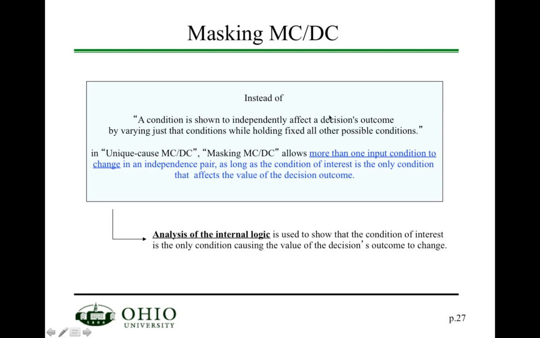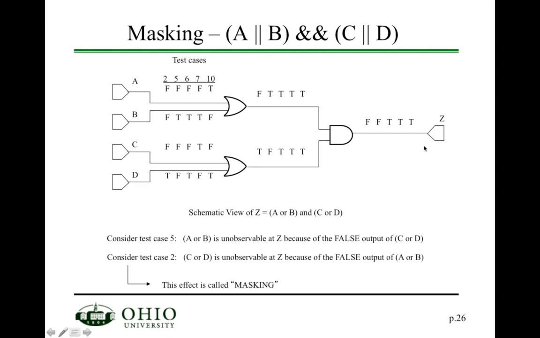So there is another way you can do this, called masking MCDC. Instead of showing that a condition independently affects the decision's outcome by varying just that condition while holding the others fixed, in masking MCDC you allow more than one input condition to change in an independence pair, as long as the condition of interest is the only condition that affects the value of the decision outcome. Remember, in pair 5, it doesn't matter what these are; they don't affect the outcome if C or D is false. So in this test case, A or B would never affect the outcome.